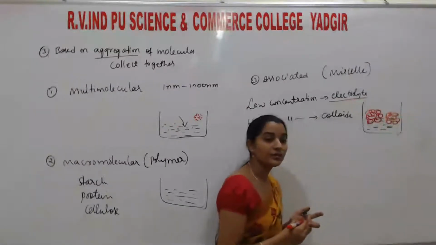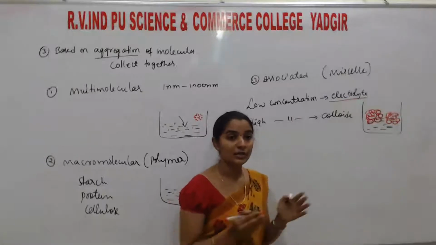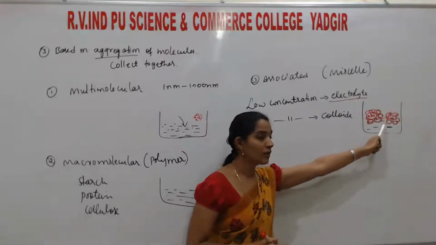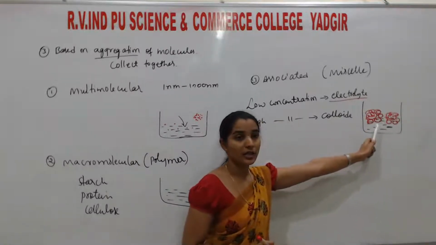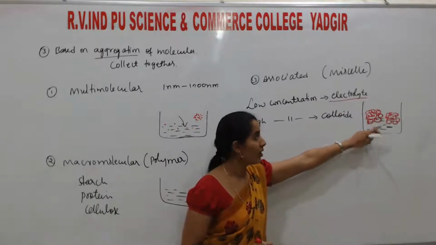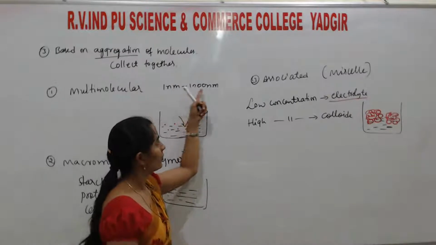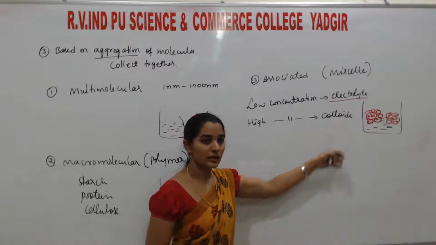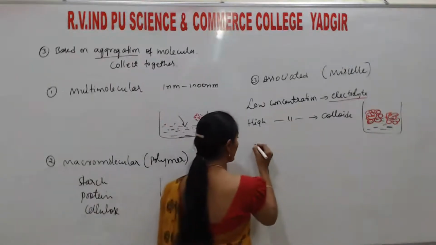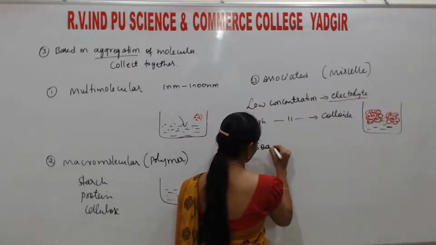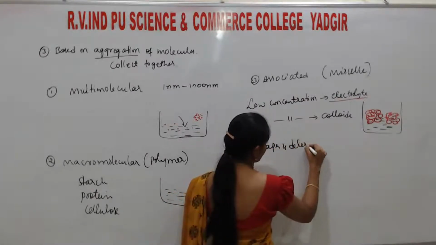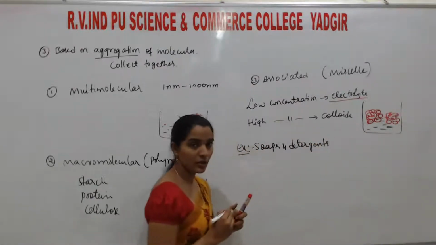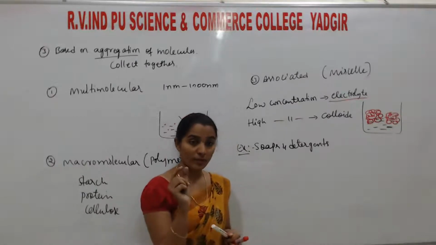Then what happens? The size of the ions increases upon association, that is aggregation. So at high concentration it behaves as a colloid by undergoing aggregation. Aggregation means collecting together to form a size between 1 nanometer and 1000 nanometer. That's why they form colloids. Understand? The best example for associated colloids is soaps and detergents. You know that soaps and detergents in water form a foam.